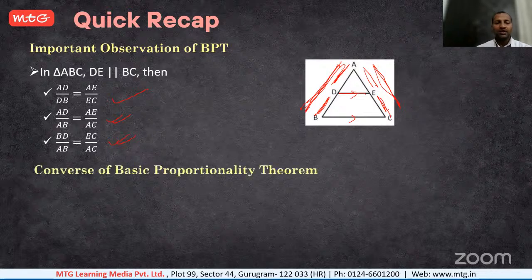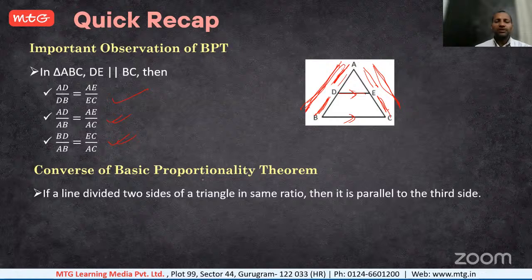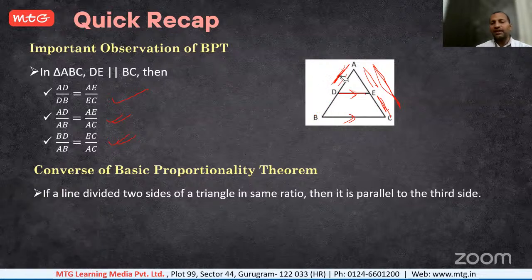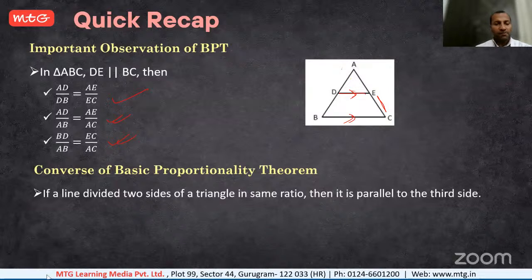Any relation out of these three, we can use when two triangles are similar. Okay. So next is the converse of the basic proportionality theorem. The proportionality theorem says that when these two lines are parallel, this side will be divided in the same ratios. Fine. So the converse of the basic proportionality theorem says: if a line divides two sides of a triangle in the same ratio, like if it is dividing in the same ratio, x is to y, here also x is to y.